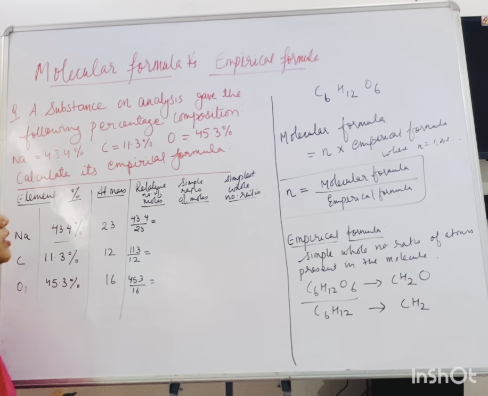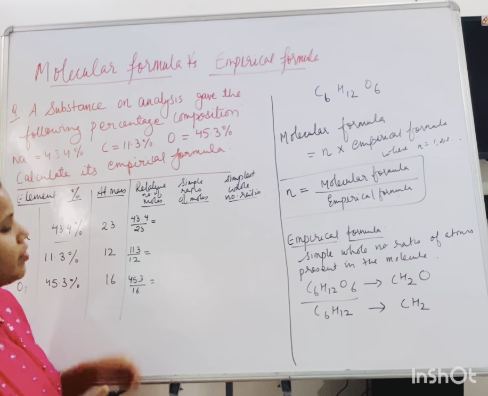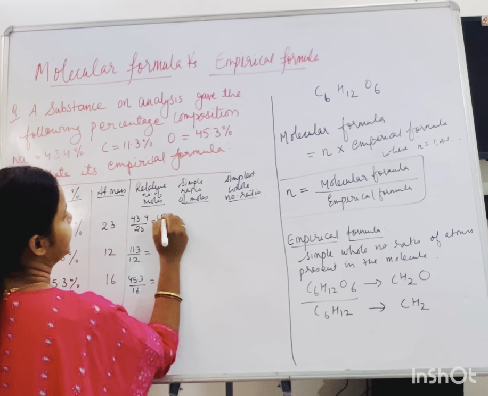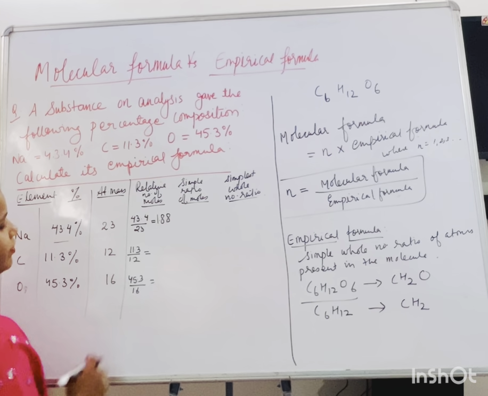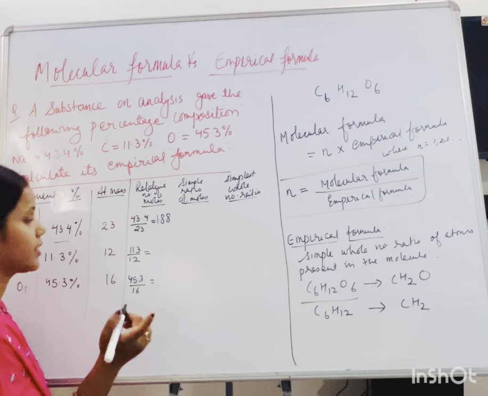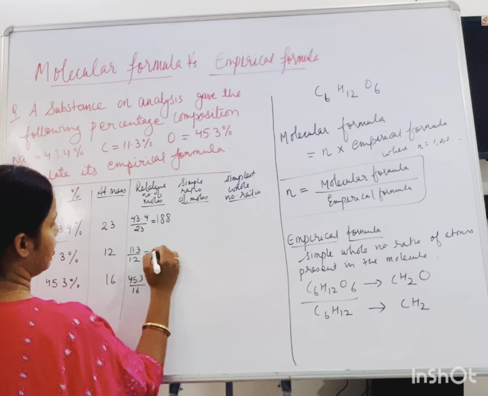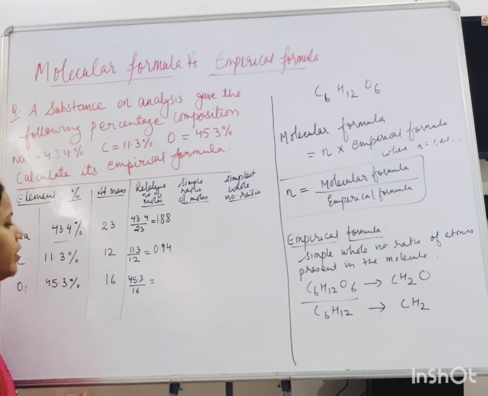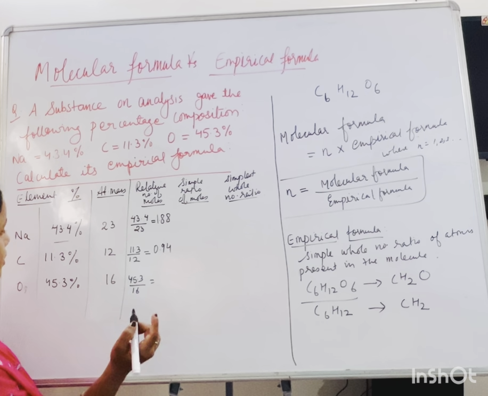43.4 upon 23, it is just double, so it will be somewhere around 1.88. Then 11.3 upon 12, so I think it will be around, since 12 nines are 108, 0.94. And this is 45.3 divided by 16, so it will be something around 2.83.